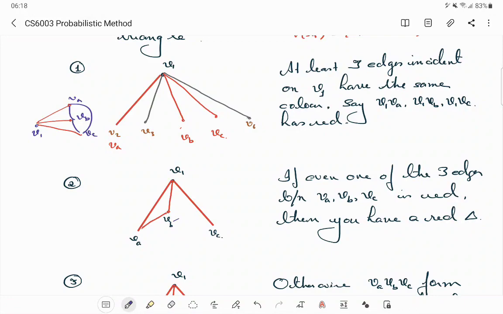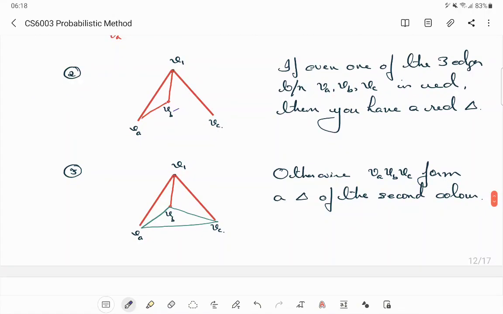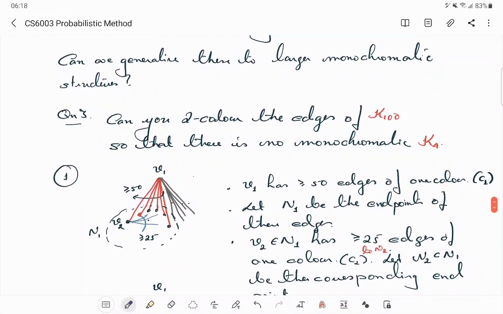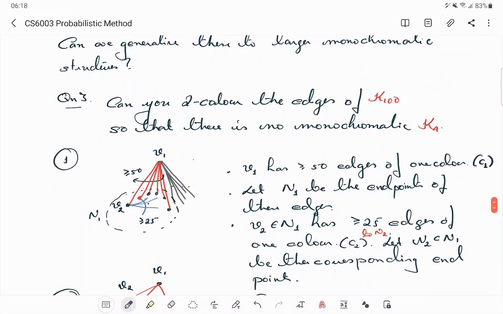But that's not what we want. We want either a red K4 or a green K4. A green K50 will give a green K4, but a red triangle will not substitute for a red K4. That's why this proof in one step will not work. But you should try to do that. Still, it is possible to extend this proof. I'm thinking maybe most of you would have actually got this proof. So let me explain the proof.